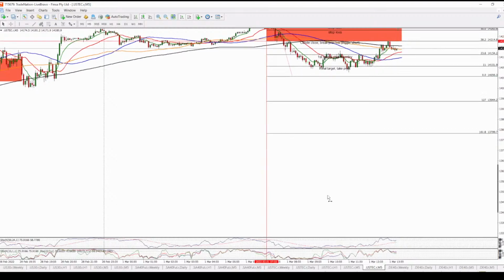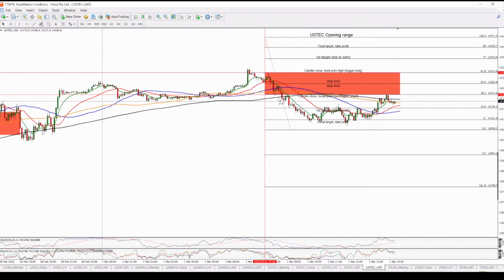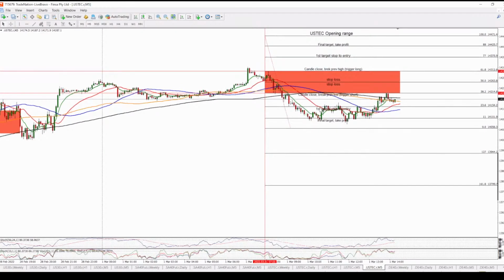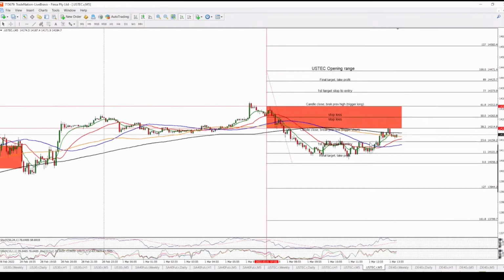Last but not least, opening ranges. Also get a very nice trigger short there, and went all the way to the 89 or the 11. Take profit level currently finding that's 38.2 as resistance and 23.6 as support.